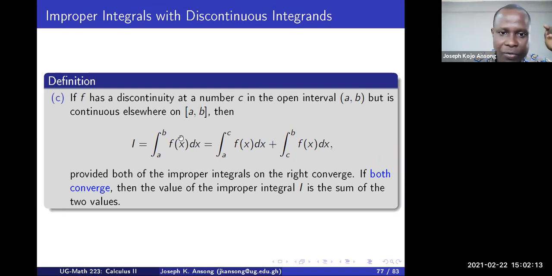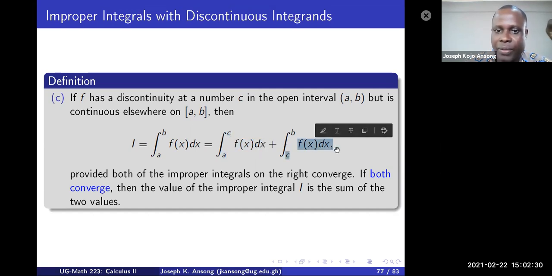Then what you do is that you write this as the integral from a to c, where c is the point of discontinuity, plus the integral from c to b. All right? We've already seen in the definition, A and B, we know how to deal with this case. We also know how to deal with that case. So we deal with them separately.